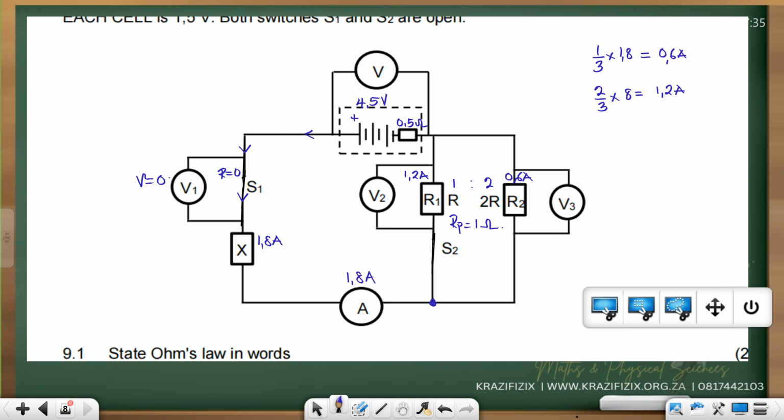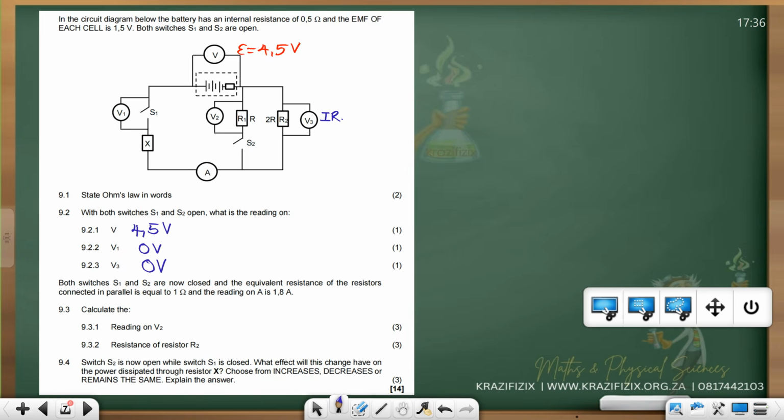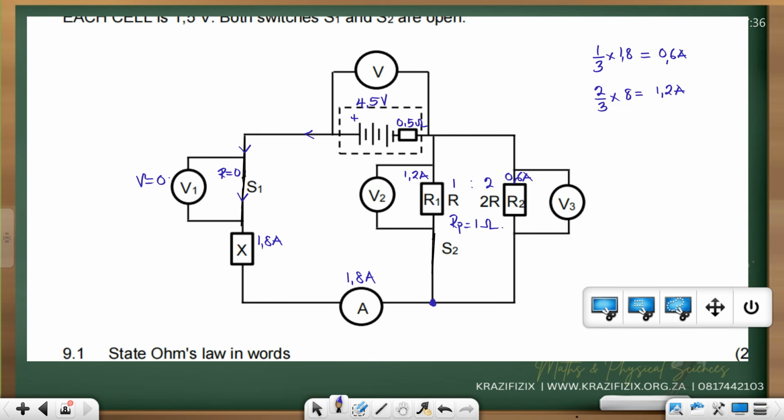Are we together? Okay. Now, what are we looking for? The question says calculate the voltage on V2. What do you know? Do you think we can get the voltage on V2? Which one says voltage on V2? Or what is the question? Yeah. Calculate the reading on V2. Do you think it's 3 marks? It shouldn't be difficult. What do we do?